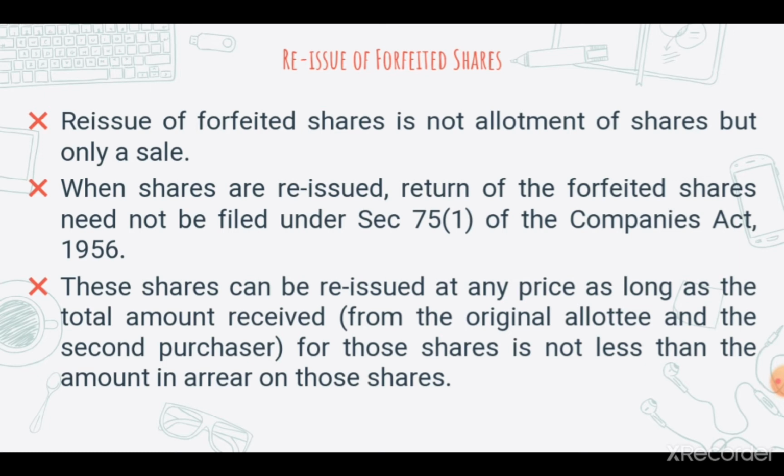Okay, so these shares, when we're talking about reissue, they can be reissued at any price. They can be issued at discount, at premium, or at par. Okay, so they can be issued at any price as long as the total amount that is received from the original allottee, the person who has failed to pay, and the second purchaser, the person who receives the shares on the auction process, for those shares, is not less than the total amount in arrear on those shares. You can issue it for any price as long as it is more than the amount of arrears, because you have to cover for the loss. Okay, so it should always be more than the arrear price. Okay, so this is on reissue of forfeited shares.